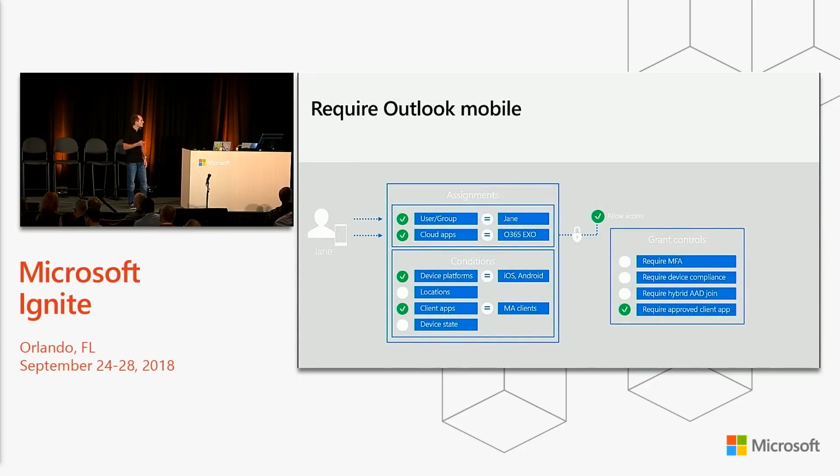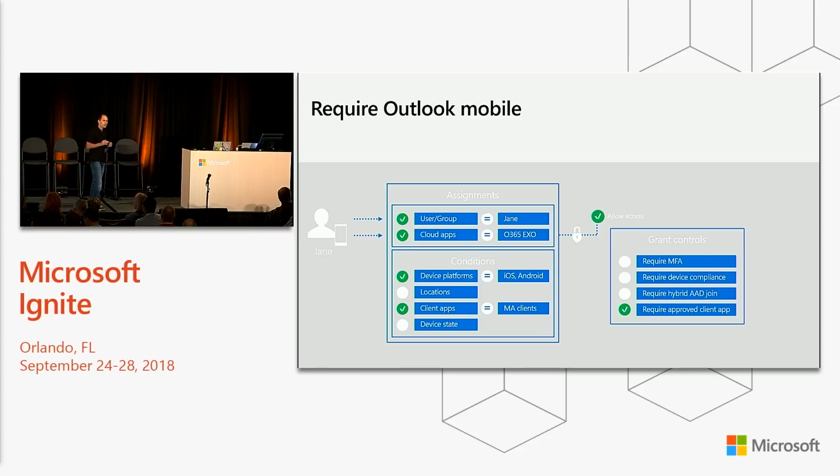But for now, let's talk about this require approved client app and how we can leverage that to enforce Outlook Mobile as the only mobile messaging client. So we'll have a set of assignments, like in this case we have Jane, and we have our cloud apps defined. Now at a minimum, to use Outlook Mobile, we need Office 365 Exchange Online as our cloud app.